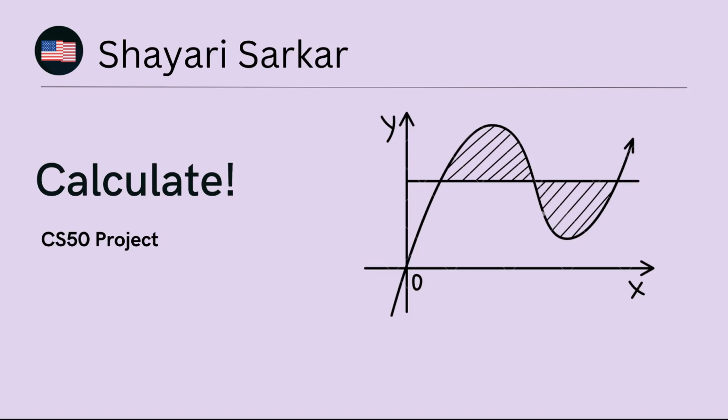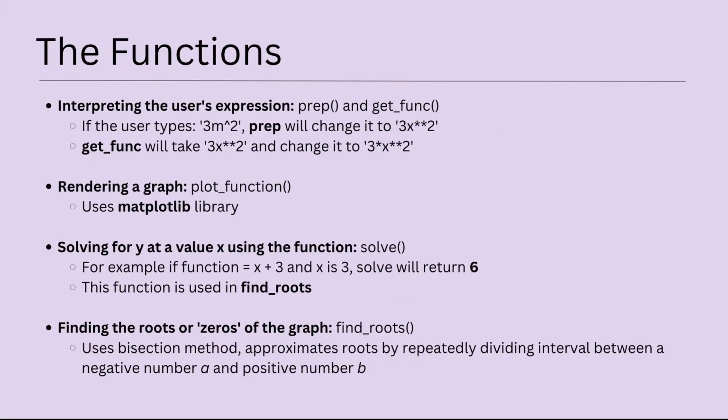My CS50P project is called Calculate. Calculate mimics the use of a graphing calculator by allowing the user to type in a polynomial expression and get its graph and roots. First, I'm going to be going over the 5 functions that I've written for this project.